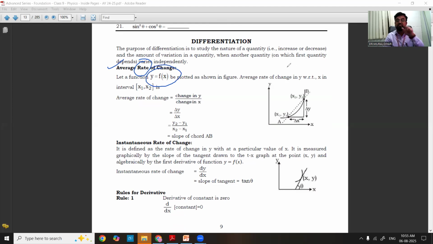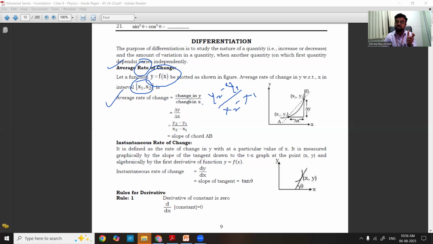You can call it f of x, plotted as shown in the figure. Here the plot is done on graph paper. The average rate of change in y with respect to x, with points x1, y1 and x2, y2, which are called coordinates, is nothing but change in y by change in x. That is y2 minus y1 by x2 minus x1. So x and y are the coordinates here.